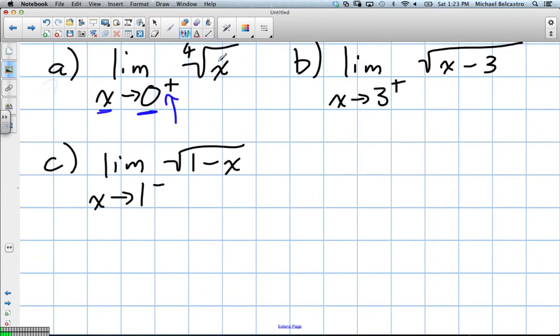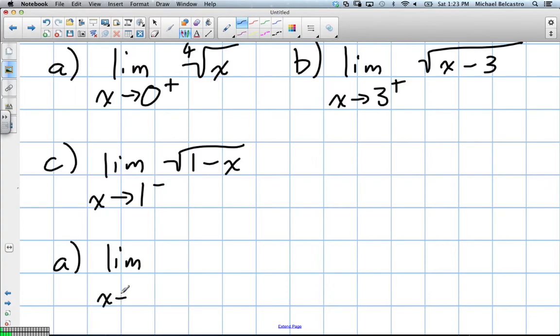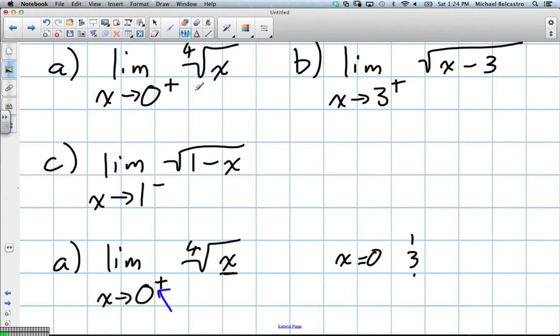And in order for something to exist, remember, it has to be continuous. Well, actually, it doesn't have to be continuous. It just has to be existent at that point. We're going to solve, first of all, for A, the limit as x approaches 0 from the right. We're going to figure out a value that's infinitely close to 0, but from the right would be a little bit larger.